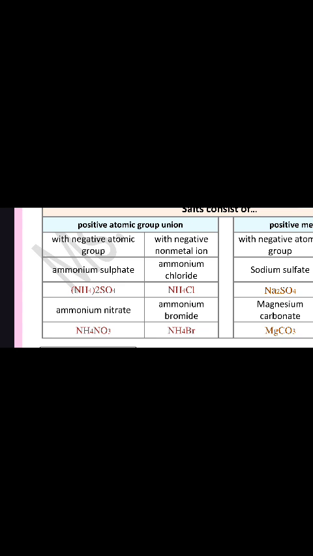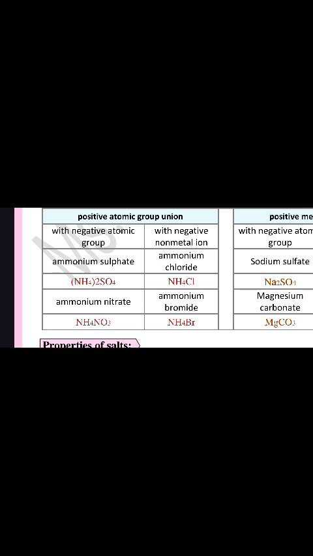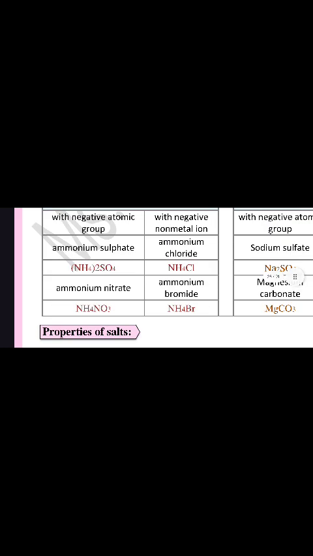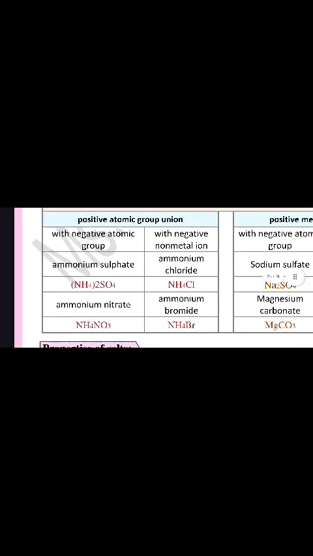So the atomic group can react with a non-metal, or it can react with another atomic group. Another example, ammonium nitrate NH4NO3, or ammonium bromide NH4Br. Those are the two ways for the reaction or formation of salts, according to the combination of two atomic groups or one atomic group with a nonmetal.